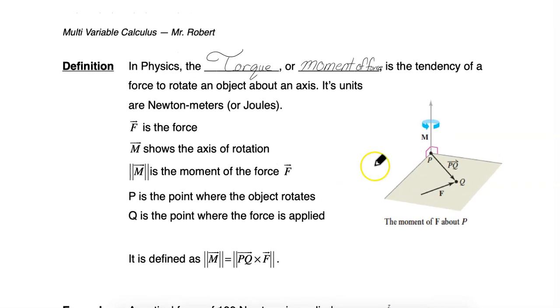So in physics, the torque, or more often than not, it's called the moment of force nowadays, is defined as written here. It's the magnitude of the cross product of two vectors. What two vectors? The first one is the distance between the axis that we are rotating about to where we are applying a force, and the force itself. So what is the torque? It's the tendency for a force to rotate an object about an axis.